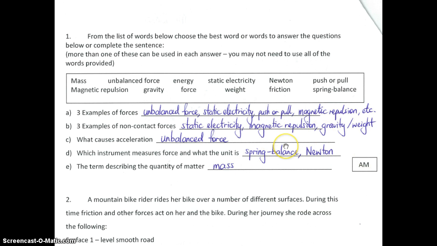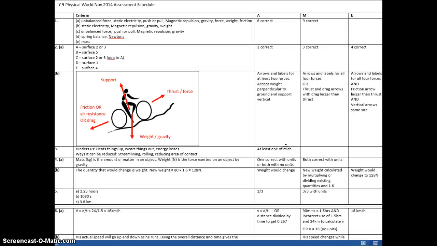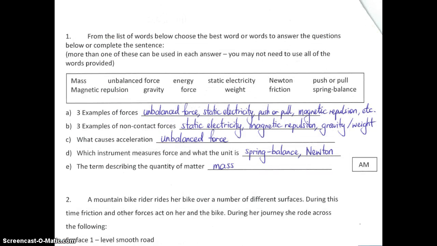So let's take a look at the marking schedule so you can see the way that we marked the exam. Here it is. Here we have the question number, so question 1, and here are the answers. And this is the criteria for achieved. So if you got at least 6 marks, 6 ticks, then you got achieved for that question. And if you got at least 9 out of, I think there were a total of 10 available, then you got merit for that question. I didn't accept friction for what causes acceleration, because that actually causes a deceleration or slowing down.